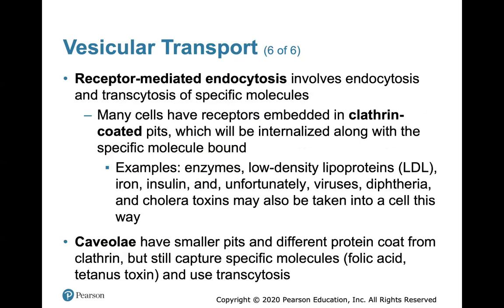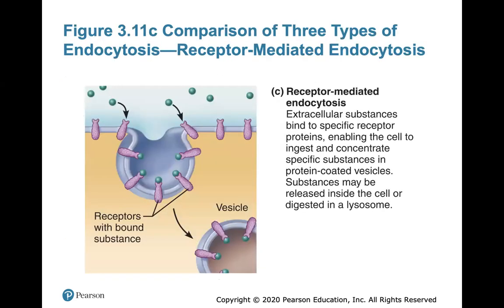Receptor-mediated endocytosis involves endocytosis and transcytosis of specific molecules. Many cells have receptors embedded in what we call clathrin-coated pits, which will be internalized along with the specific molecule bound. So this is a look at receptor-mediated endocytosis, so binding to a receptor first.